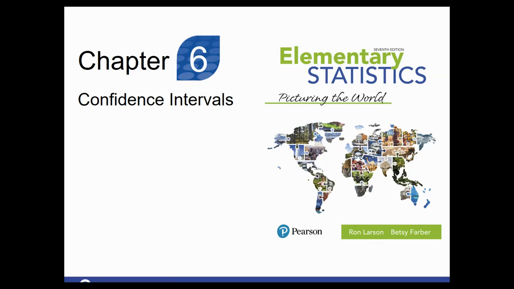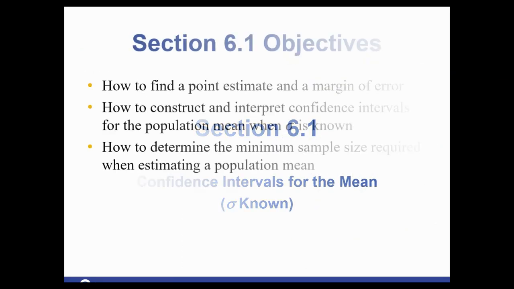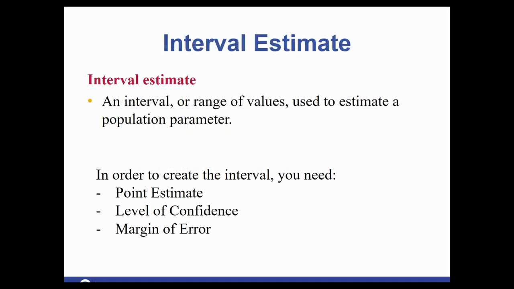Chapter 6, Confidence Intervals. So this first section of Chapter 6 is all about a specific case when we know our population standard deviation. But first we have to define what a confidence interval is and how we build one.